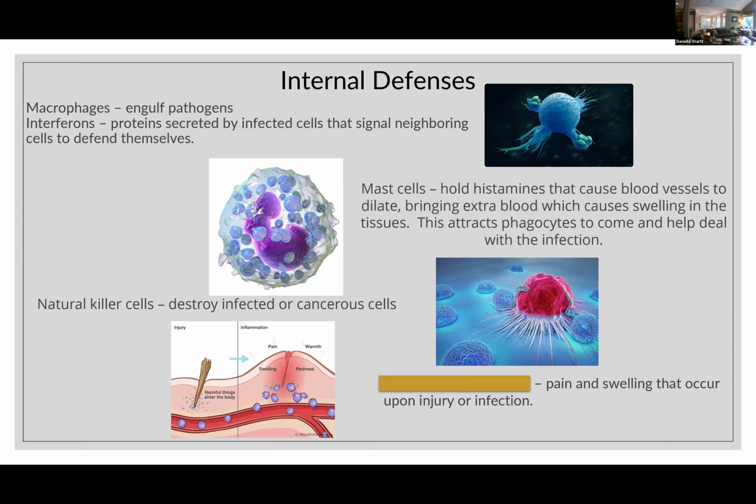And then you've got the inflammatory response, which is the pain and swelling that occurs upon injury or infection. You ever had a hangnail and you get a swollen spot on your finger? I've had that happen many times before. It gets very hot, very swollen, very red, and that's an inflammatory response. The swelling causes some of the pain, but it's also kind of important because it tells you to leave that part of your body alone because they're working on healing it.